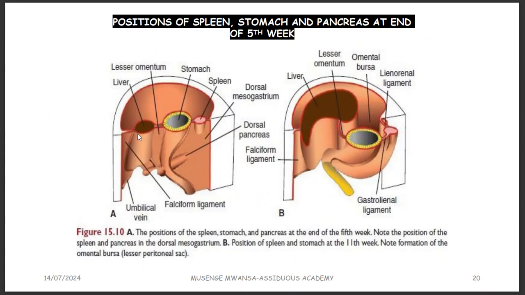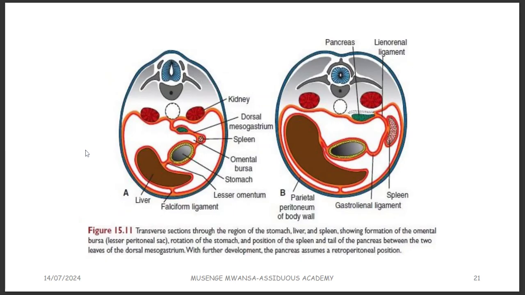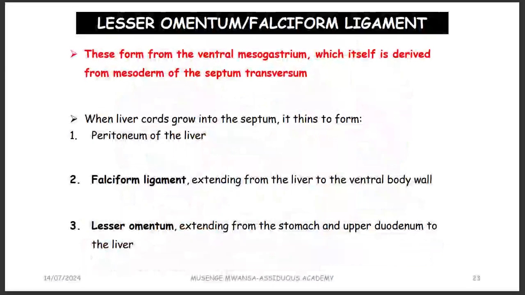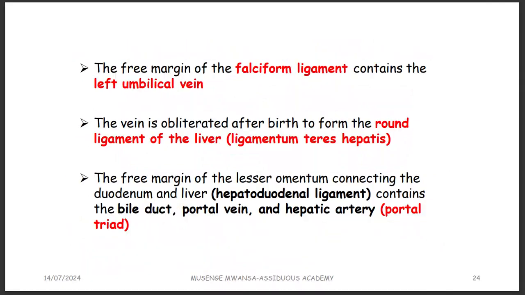Okay, same with the ventral mesentery. It actually enters the liver and forms all these layers: the peritoneum of the liver, that surrounding of the liver, the falciform ligament that attaches the liver to the anterior abdominal wall, and the lesser omentum that attaches the liver to the stomach.